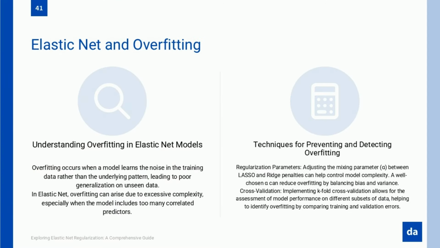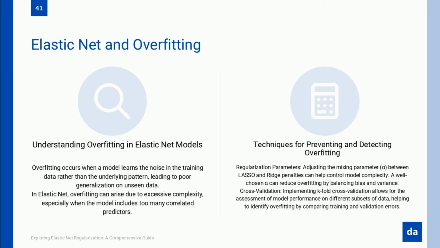It happens when a model learns too much from the training data, memorizing noise instead of discovering real patterns. The result? The model performs perfectly on training data, but fails miserably when tested on new, unseen data. Elastic Net helps solve this problem by introducing regularization, preventing the model from becoming too complex.